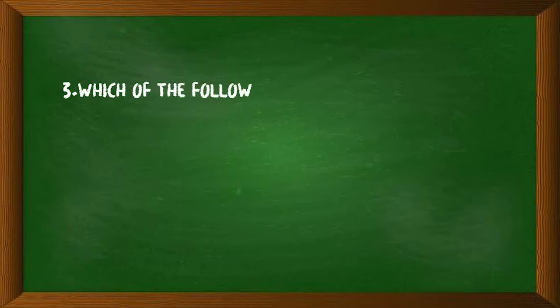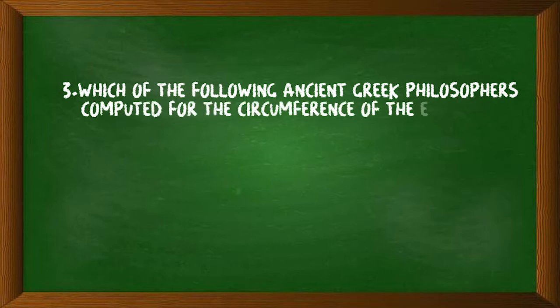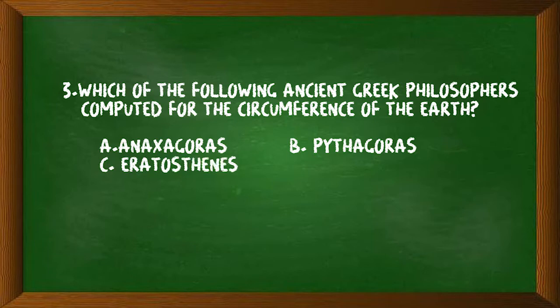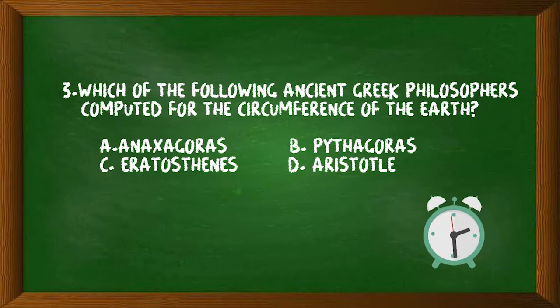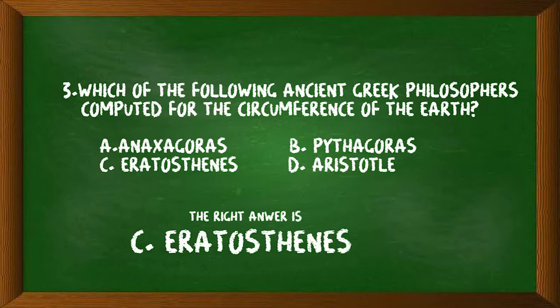For our third question, which of the following ancient Greek philosophers computed for the circumference of the Earth? Again, which of the following ancient Greek philosophers computed for the circumference of the Earth? Letter A, Anaxagoras. Letter B, Pythagoras. Letter C, Eratosthenes. And letter D, Aristotle. Tick tock, tick tock. Time is running. Write your answers. And the correct answer for question number 3 is letter C, Eratosthenes.